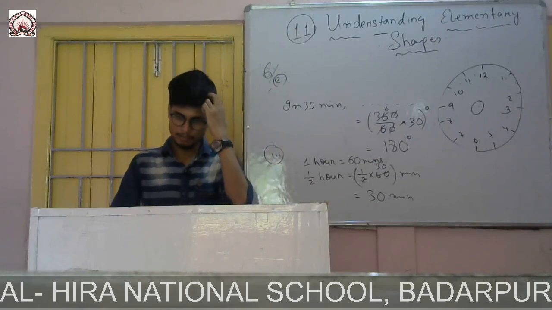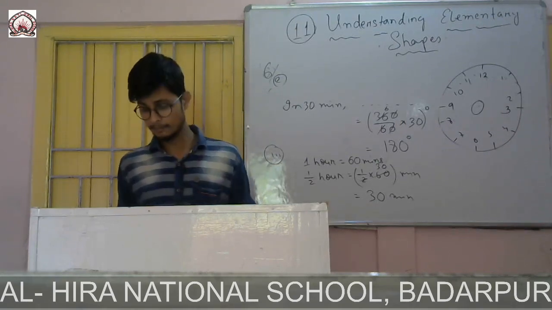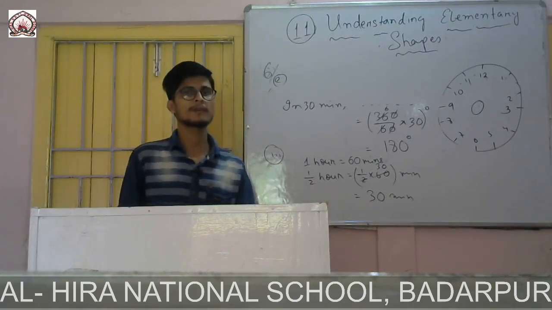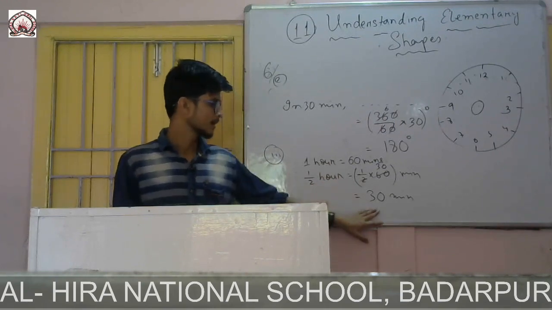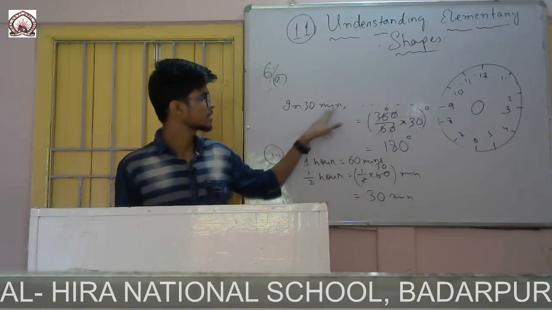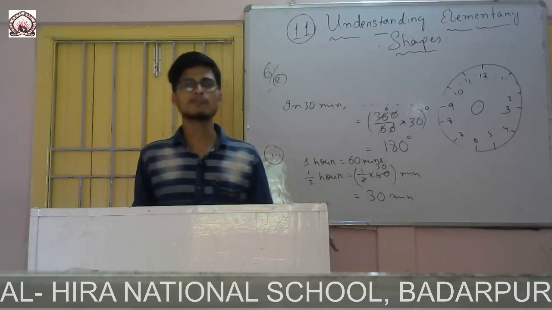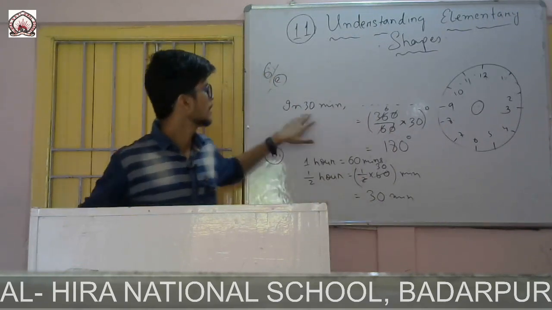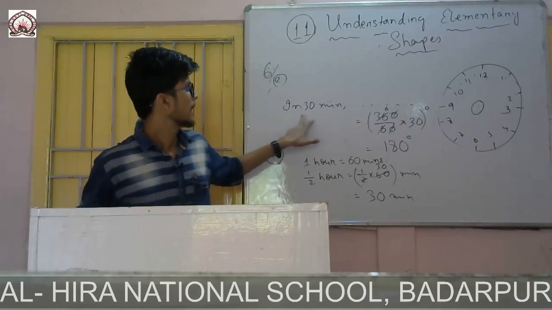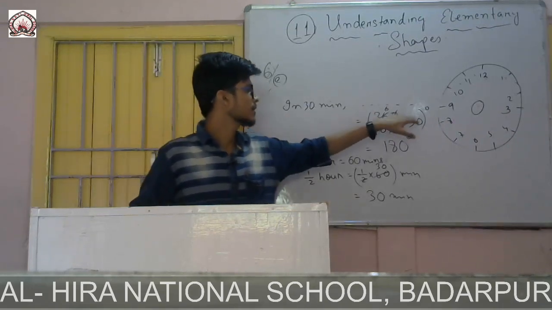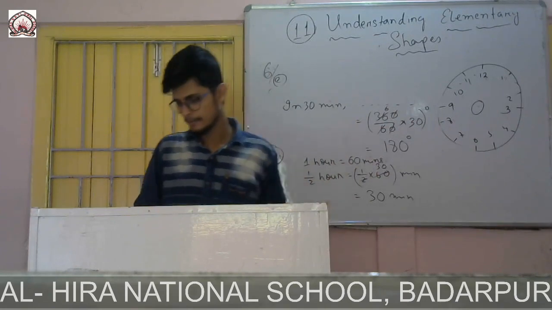Roman number 4, 3 by 4. So 3 by 4 into 60. First of all, you find how many minutes it is, then you put this in and find the answer. Roman number 5, 1 hour. 1 hour is equal to 60 minutes. That means in place of 30 you will write 60 minutes. It will be 360 by 60. That means the answer will be 360 degree.